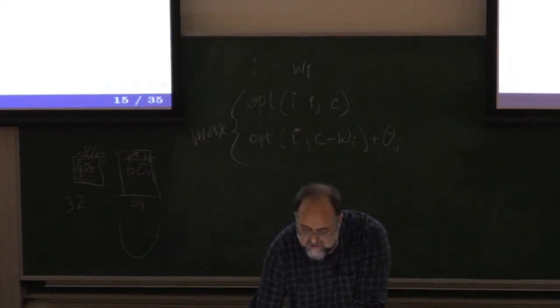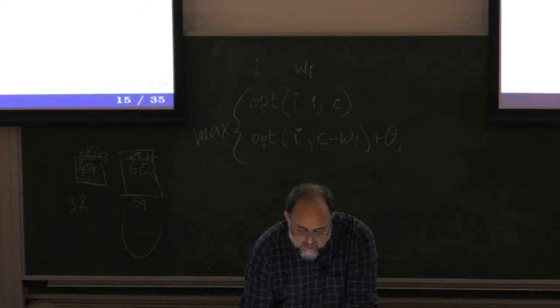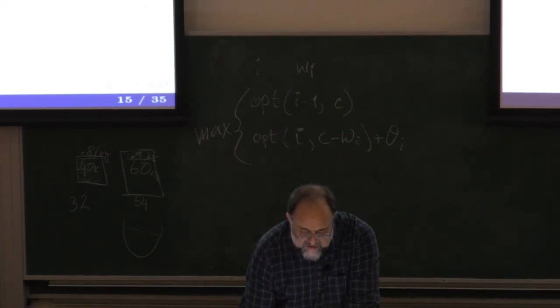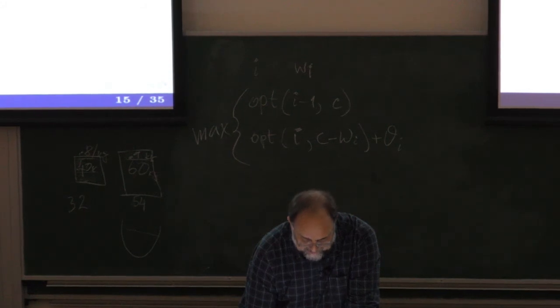So two options. If I don't take the ith object, all the objects are among 1 to i minus 1. Since I didn't take the object, the knapsack is empty. Full capacity C is here. So this is the previous solution here.